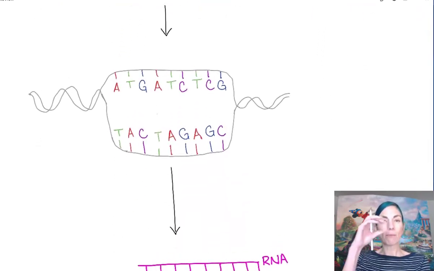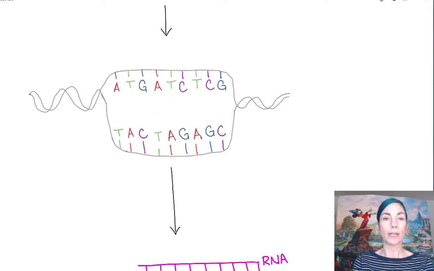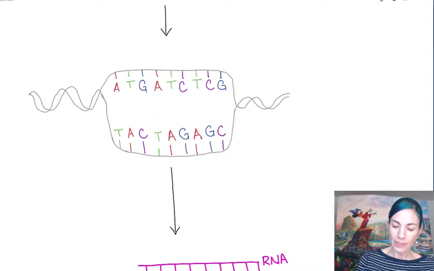Now notice that I've separated out the DNA a little bit more here, and now we have to pick which side we are going to transcribe. Turns out that one side of the DNA is left alone entirely, and the other side, called the template, is the one that actually provides the code that RNA polymerase reads from.